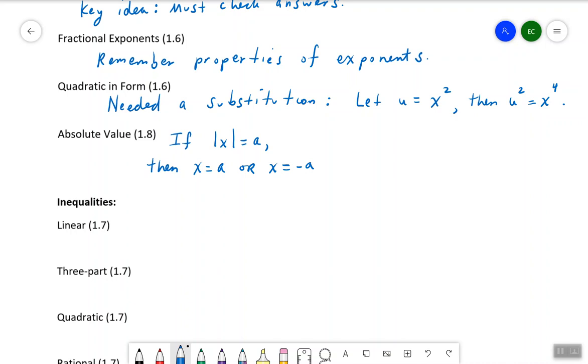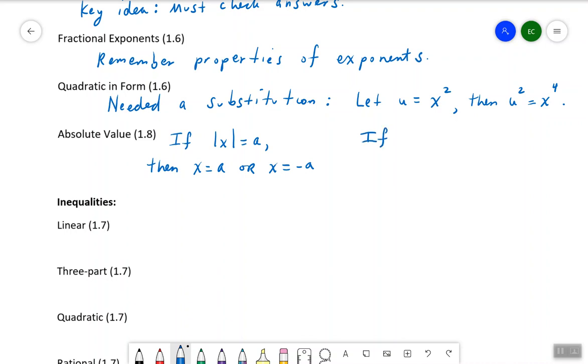And so maybe a big idea in this chapter is that everything you do has a consequence, or you have to balance it out. So if you want to drop the absolute value, for example, that's great, but there's this other case that you have to consider, x equals negative a.